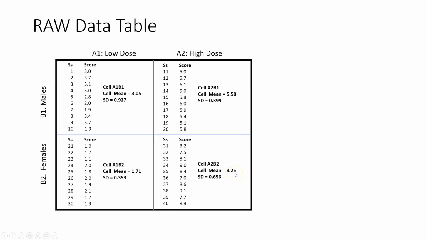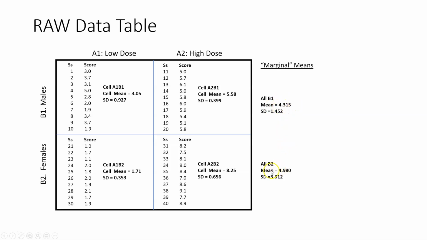If we want to compute a main effect, we have to compare what are called the marginal means of one of the variables. So if we looked at the difference between males and females, we would average all of these 20 scores that appear in both cells. And we would compute the mean of all 20 males, regardless of their dosage, as 4.315.